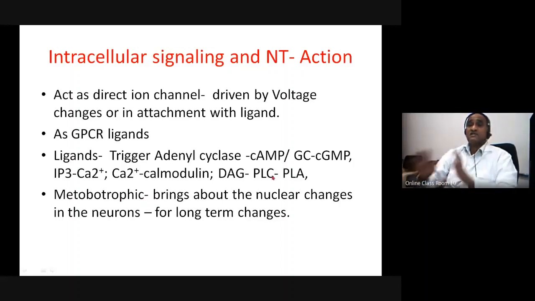Then I have mentioned about metabotropic actions. The metabotropic actions, because sitting on the ligands, they would bring about the nuclear changes for the growth of the neurons, or the proliferation of the neurons, or the synaptogenesis, or dendritic arborization of the neurons. These are the metabotropic changes that are brought about by the nuclear changes in the neurons. These are in relation to the long-term changes. So whenever I am doing certain actions, if I keep repeating, these metabotropic actions become an important thing in terms of our memory, learning, and our experiences. So these are the signaling pathways in broad about a neurotransmitter action.